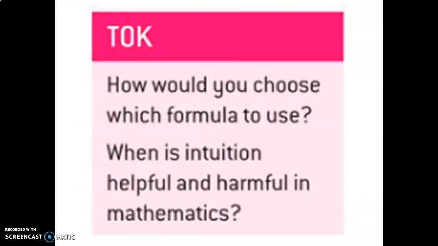Let's see if you can answer this TOK question. How would you choose which form to use? Why is one more important than another, and when is it?